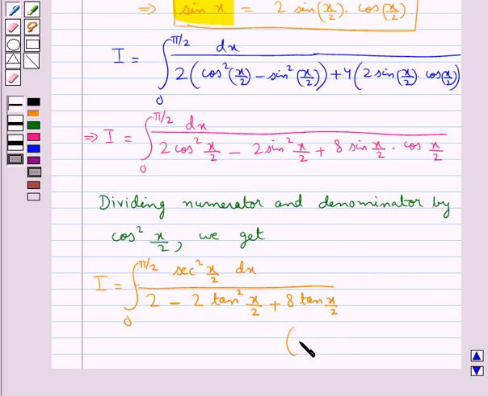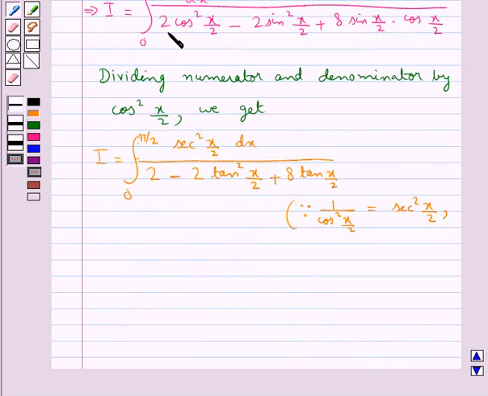Now, since we know that 1 upon cos square x upon 2 is sec square x upon 2, so when we divide the numerator by cos square x upon 2, we get sec square x upon 2, and in the denominator, we divide each term by cos square x upon 2. So when 2 cos square x upon 2 is divided by cos square x upon 2, we get 2. Then consider the next term, that is 2 sin square x upon 2. This when divided by cos square x upon 2 gives us 2 tan square x upon 2. Plus 8 into sin x upon 2 into cos x upon 2 upon cos square x upon 2 gives us 8 sin x upon 2 upon cos x upon 2, that is equal to 8 tan x upon 2.